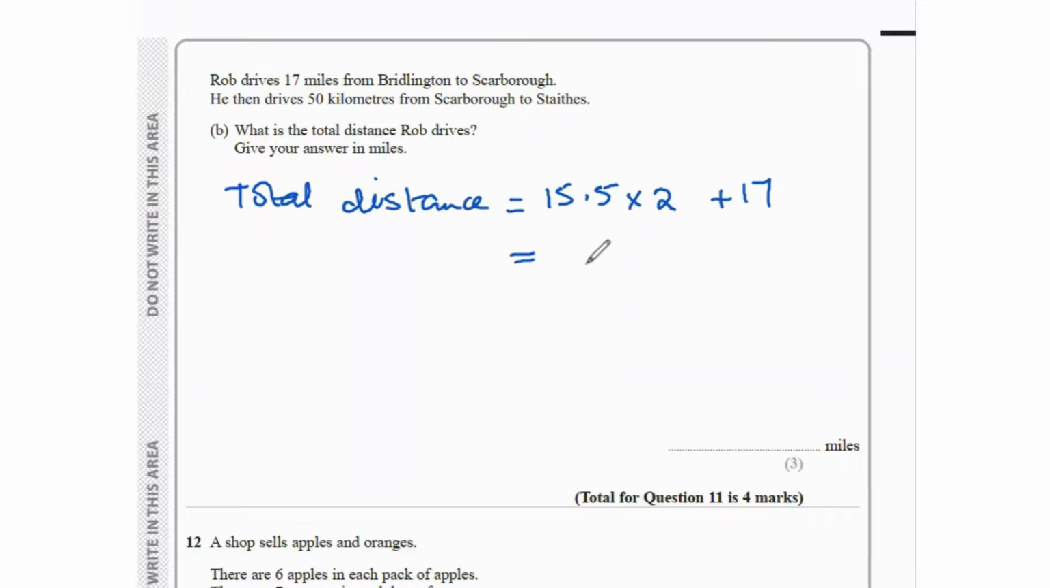The reason why we're finding the miles for 25 kilometers is because the graph doesn't show us for 50 kilometers. So the best estimate we can take is that we can find the miles for 25 kilometers, times it by 2, and then add the remaining distance to get the total distance. That's going to be 48 miles.